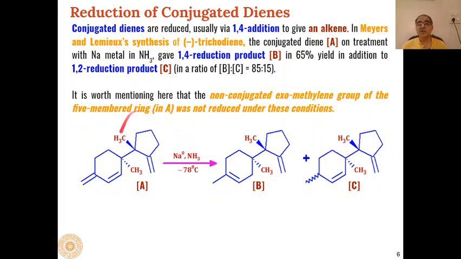So for example, in this particular case, this reaction is used in the synthesis of trichodiene, which is a conjugated diene, on treatment with dissolving metal reduction, sodium in liquid ammonia. So we get 65% of the 1,4 reduction product as the major product, whereas the 1,2 reduction product will also form here, and the ratio of 1,4 to 1,2 reduction product is 85 to 15%. So you can see that the major product formed is the 1,4 reduction product.